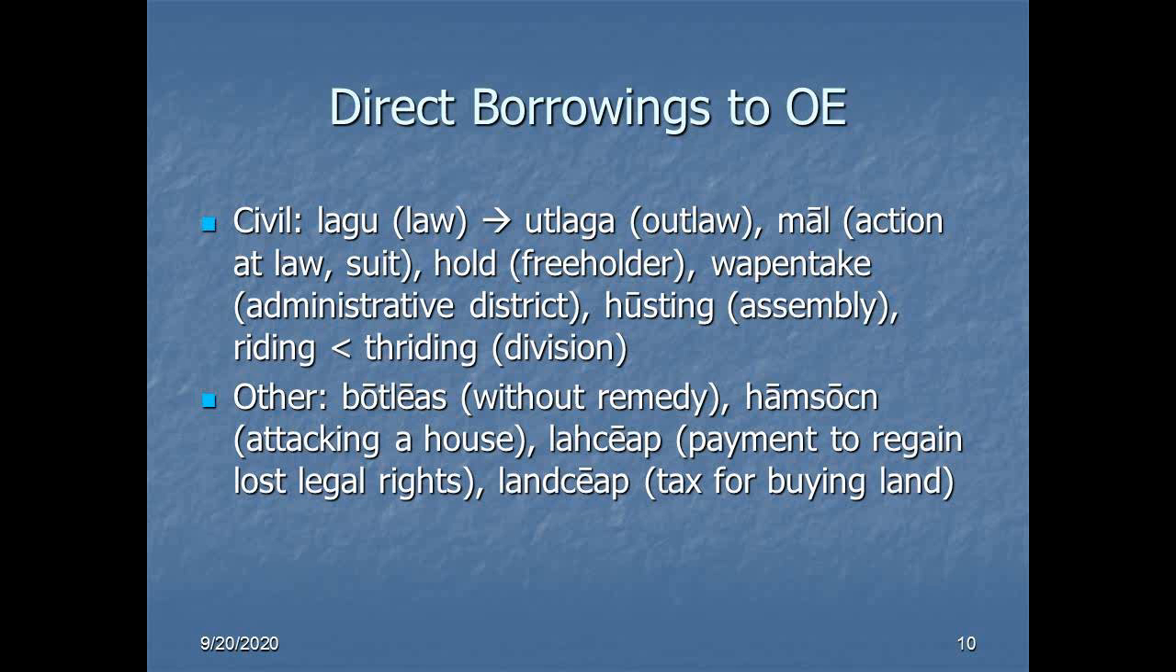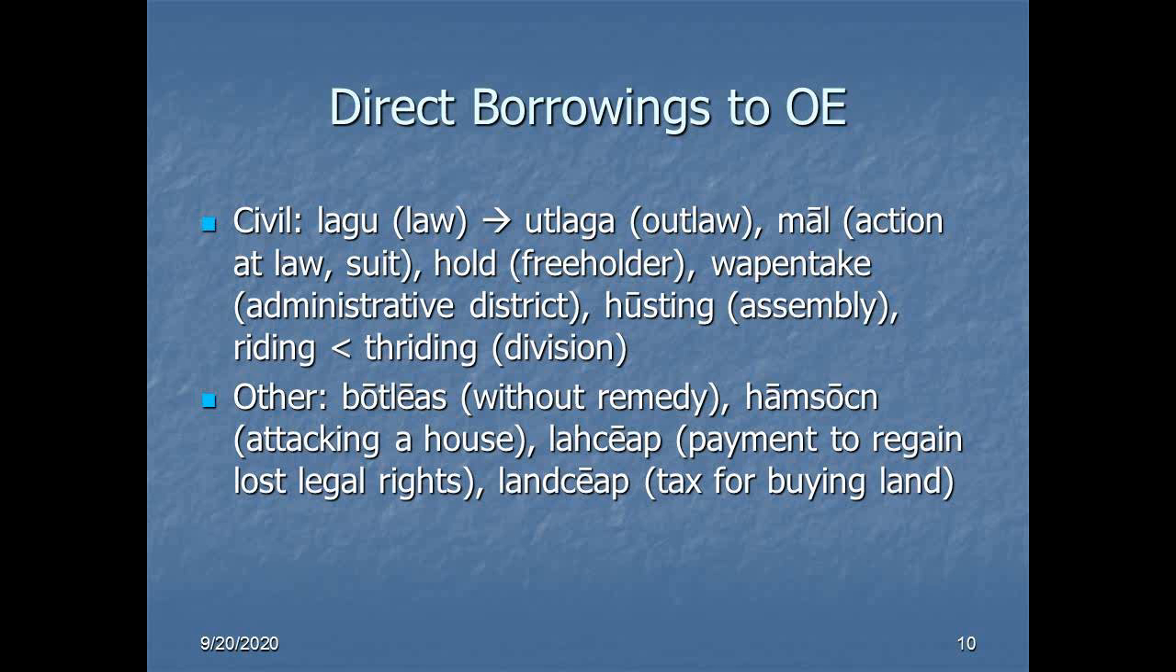Similarly, and how could I actually miss the term lagu, which simply means law? That's where we get our word law, and therefore utlaga, outlaw, someone who is outside the law. On the other hand, if we take a look at just a few other categories here before moving on to a different topic, we have botless, bootless, without remedy. Bot is a remedy. And these other ones here we don't really use anymore, but they certainly were important in Old English.